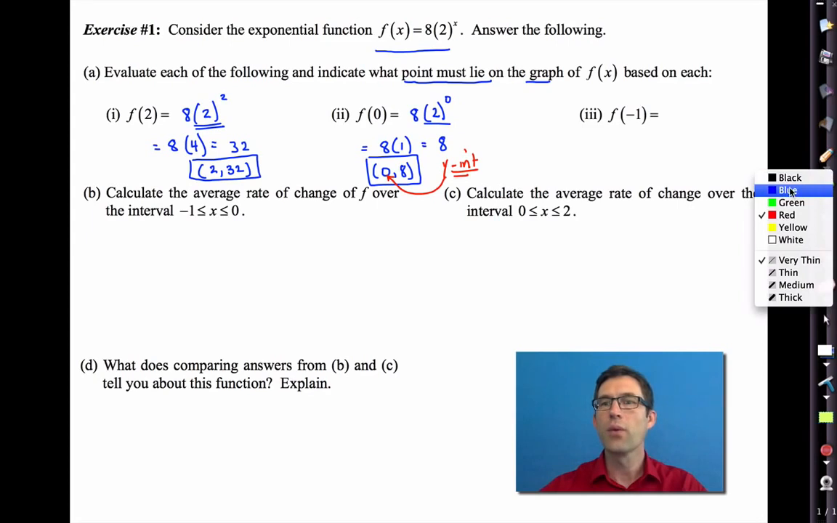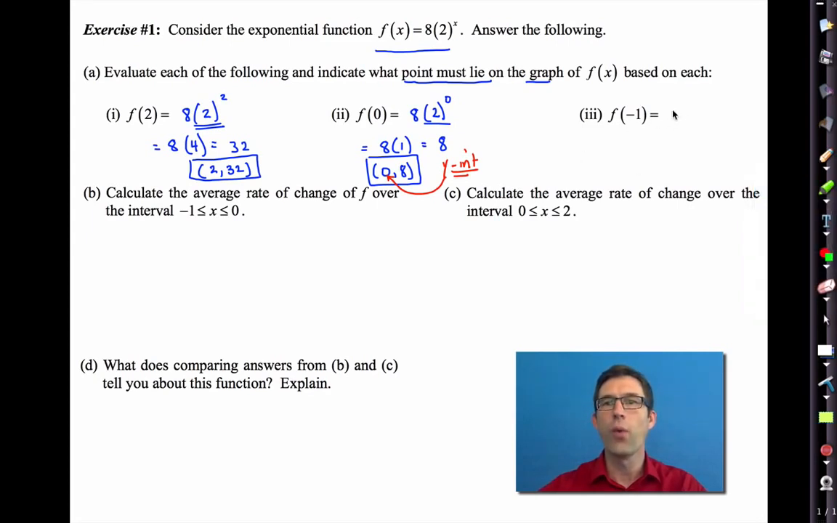All right, let's do one where the input is negative. f of negative 1 will be 8 times 2 to the negative 1. Now remember, negative exponents indicate that we're going to divide 1 by 2 to the first, but then 8 times 1/2 is 4. Telling us that the point (-1, 4) also lies on this graph.